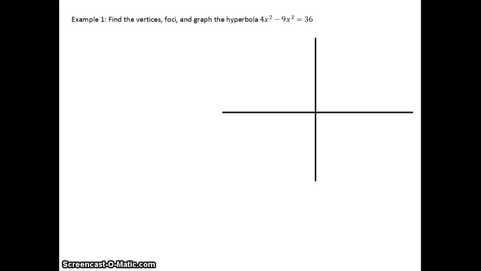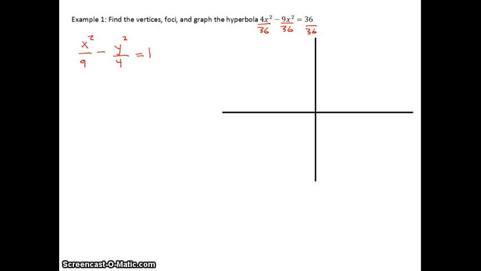Let's go ahead and get into it with example number 1. We want to find the vertices, foci, and graph the hyperbola. Well, first of all, we need to put this in the form of a hyperbola, and so that means that we need to divide everything by 36 so that we have a 1 to the right of the equation there.